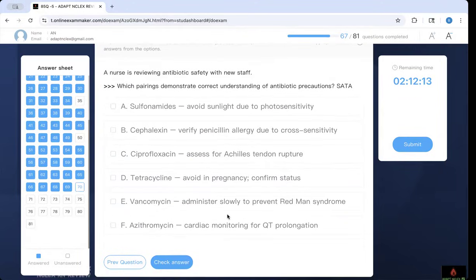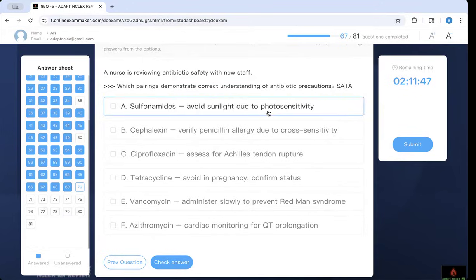And then, it's reviewing antibiotic safety with new staff members, right? Which parent demonstrates correct understanding of antibiotic precautions? This question, I want you to take a picture. I gave it to you so that you can master it. When you see a question anymore, remember this slide. Once again, remember this slide. Take a picture. Which parent is appropriate?